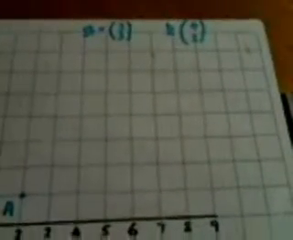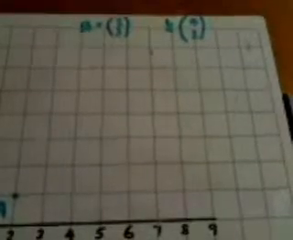Okay, in this video we're going to look at vector addition, i.e. the result of combining two vectors, one followed by the other. So in this case we're going to use two column vectors, A and B. A is a movement 2 to the right and 3 up, and B is 4 to the right and 2 up.